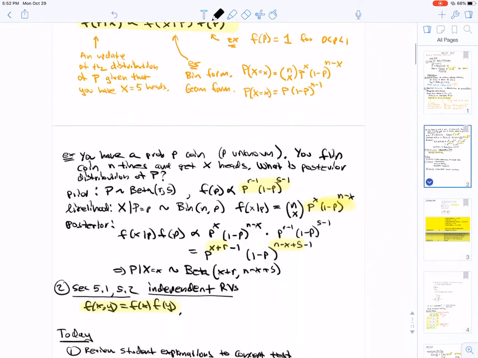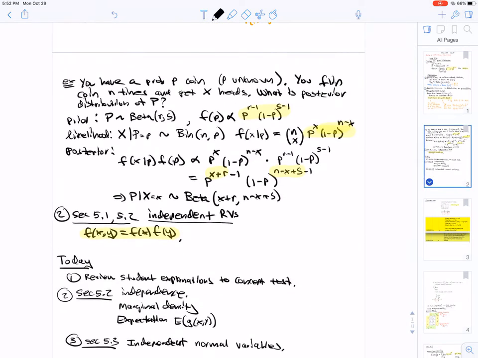I've fleshed that out for you here in an example. Let's say that you have a probability p coin, where p is unknown. You flip the coin n times and you get x heads. So the question: what is the posterior distribution of p? We could make the prior a beta(r, s) distribution. For example, if you didn't want any bias or subjectivity in your prior, you could make it beta(1, 1), which is the standard uniform. But notice that the variable part of the prior is p^(r-1) (1-p)^(s-1).